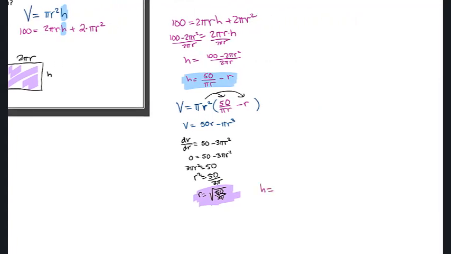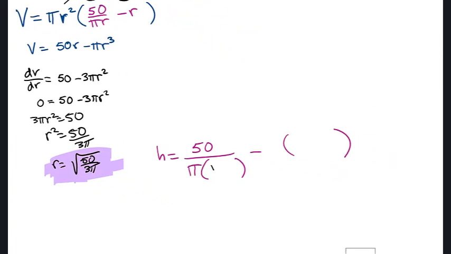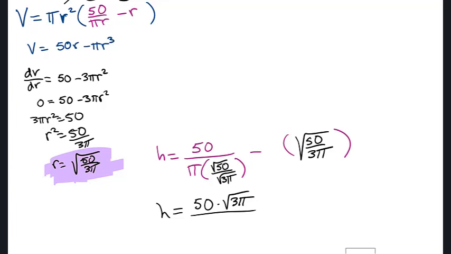So our height is equal to 50 over pi times our r minus our r. Well, let's plug our r in and let's see if we can't get it. That's the square root of 50 over the square root of 3 pi. And this is the square root of 50 over 3 pi. I'm not going to explain too much on this. So we're going to get 50 times the square root of 3 times pi over the square root of 50 times pi minus, and let's see what happens over here.